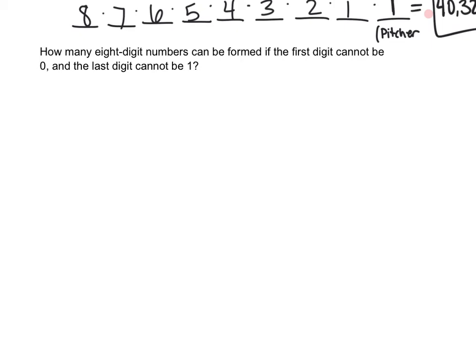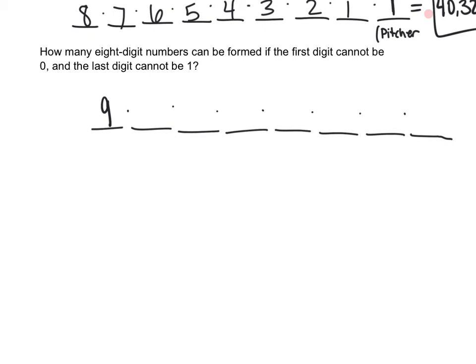It says how many 8-digit numbers can be formed if the first digit cannot be 0 and the last digit cannot be 1. So again, I'm going to go ahead and make my decision chart with 8 different blanks and then fill in the number of possibilities for each spot. Since the first digit cannot be 0, my only choices are 1 through 9. So I would have 9 possibilities for the first digit.